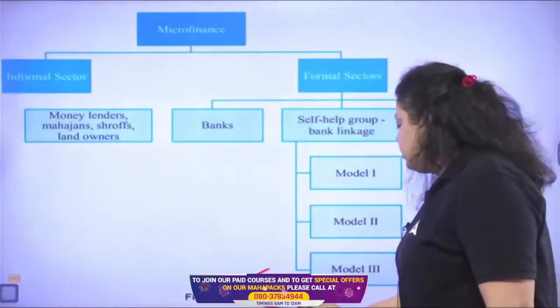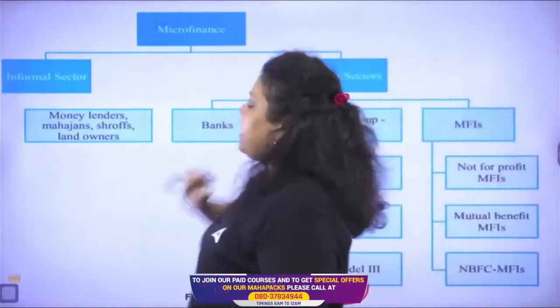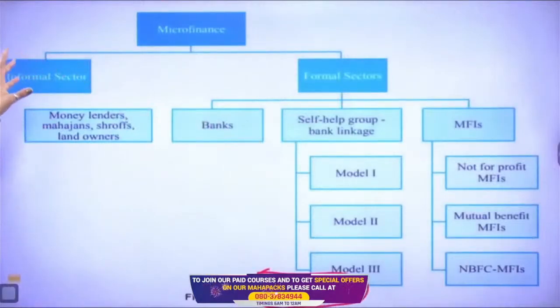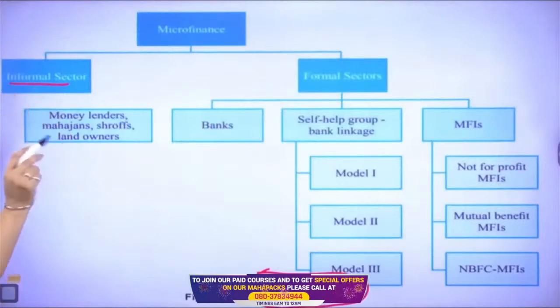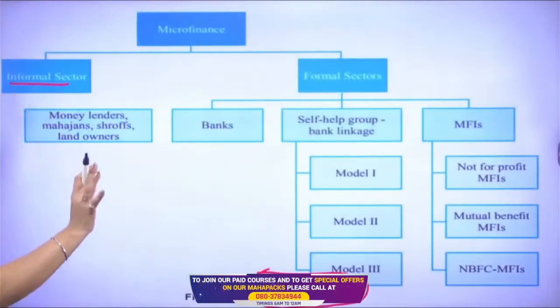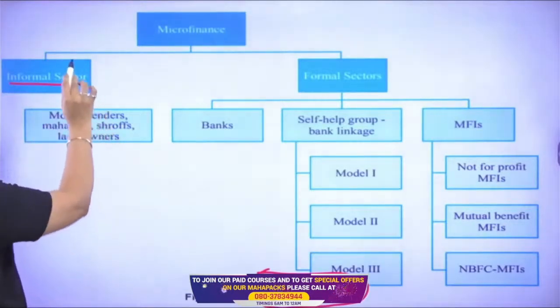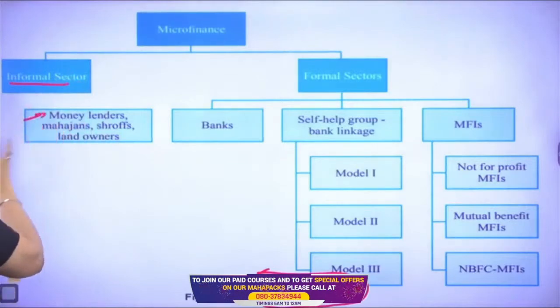So we have microfinance entities here. Microfinance entities will be in 2 forms, that is informal sector and formal sector. Informal sector, you all know, is the type of sector where there are no regulations or regulatory bodies. Formal sector has proper regulations, guidelines and standards. In the informal sector, you will find moneylenders, mahajans, shops and landowners. They do not have any kind of guidelines or any standard way to provide financial services.